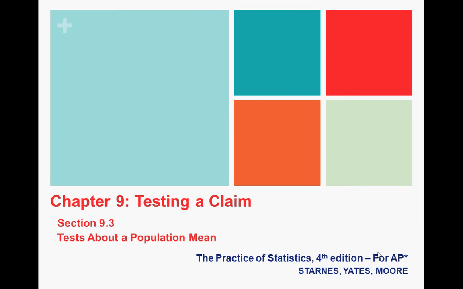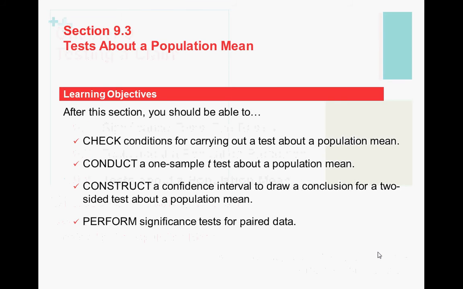So we've covered how to do significance testing with proportions. Now it's time to do it with means. This is what we're going to try to do in this section. We're going to check the conditions for carrying out a test about a population mean: random, normal, independent.